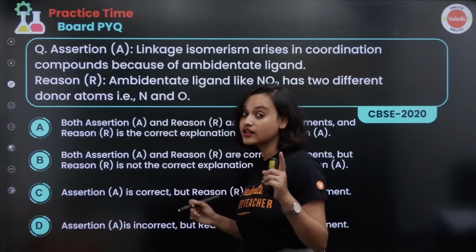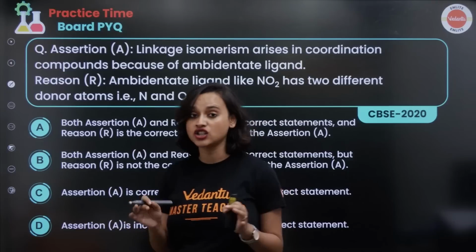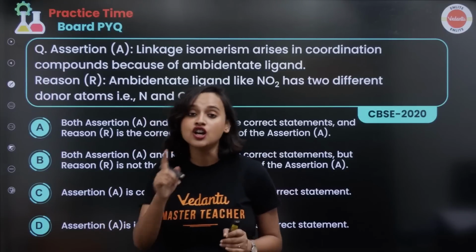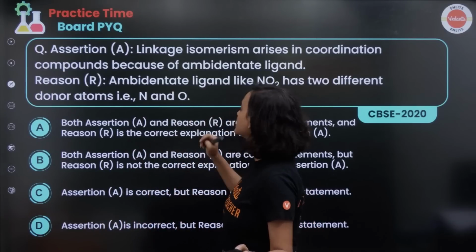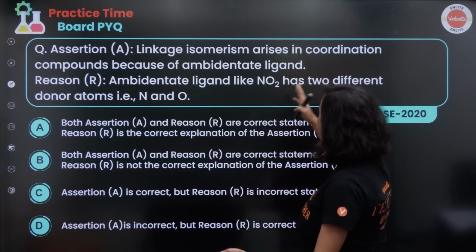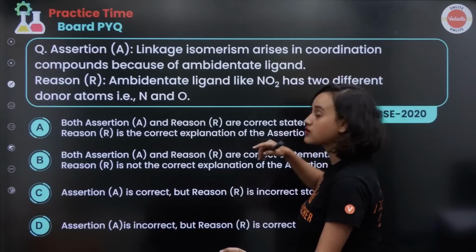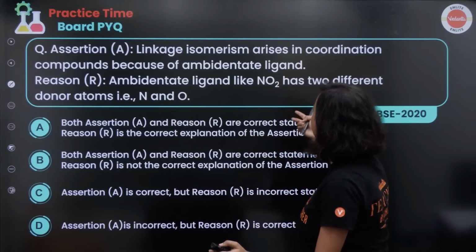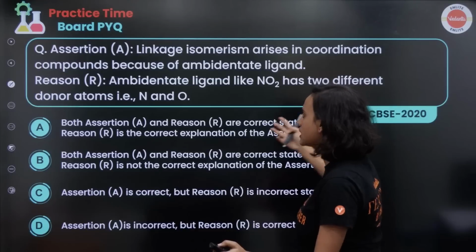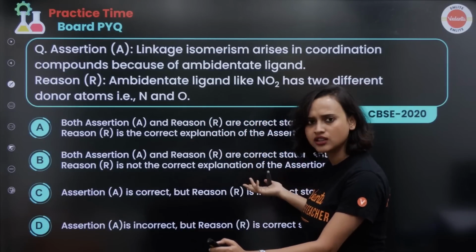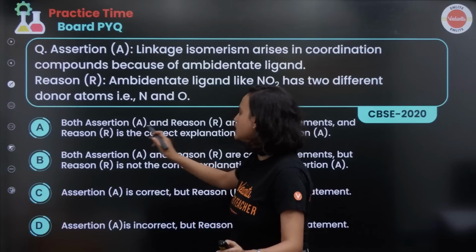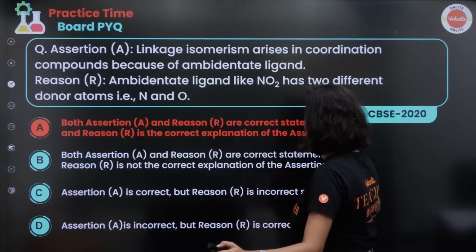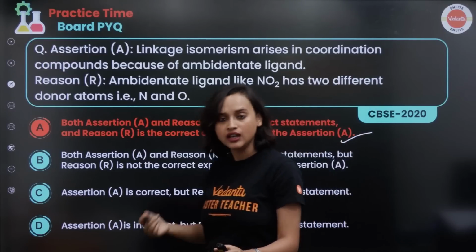Now, assertion and reasoning questions are also coming very much. It's in trend these days with CBSE. Yeah, CBSE is following a trend of assertion and reasoning. So do not forget to check these out. Let's understand this question. Linkage isomerism arises in coordination compounds because of ambidentate ligand. Absolutely, we know that. Ambidentate ligand like NO2, they have two different donor atoms like N and O. Yeah, both of them are correct, right? So both assertion A and reason R are correct statements, and reason R is the correct explanation of the assertion. I think yes, that is the correct answer. Option A is the correct answer.